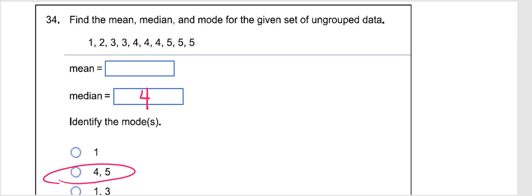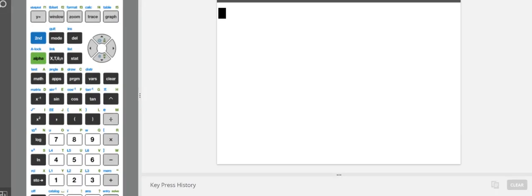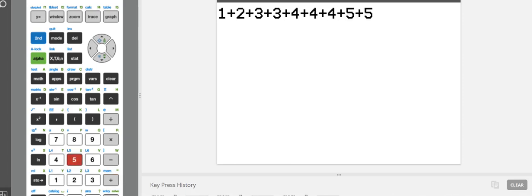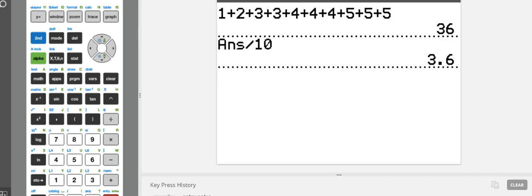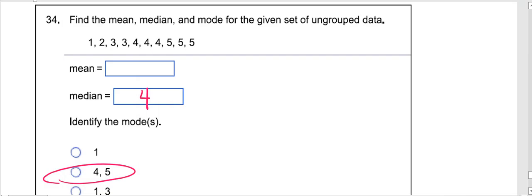Now to find the mean, I can add them all up and divide by 1, 2, 3, 4, 5, 6, 7, 8, 9, 10. That's what I'm going to do. I'm going to go ahead and do it by hand. So I have 1 plus 2 plus 3 plus 3 plus 4 plus 4 plus 4 plus 5 plus 5 plus 5. And I want to divide that by 10. My mean is 3.6.